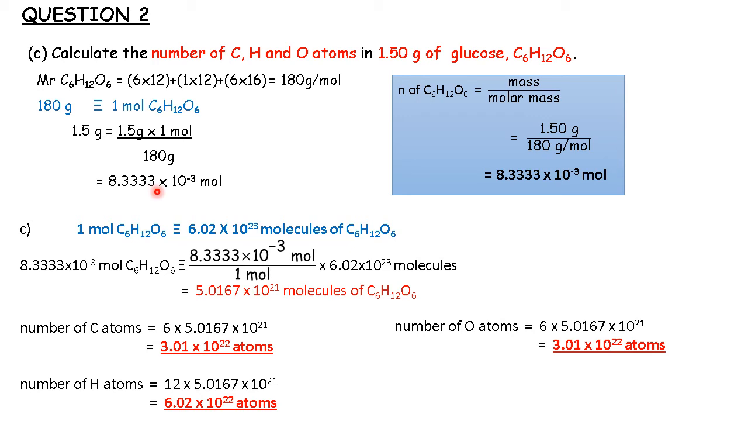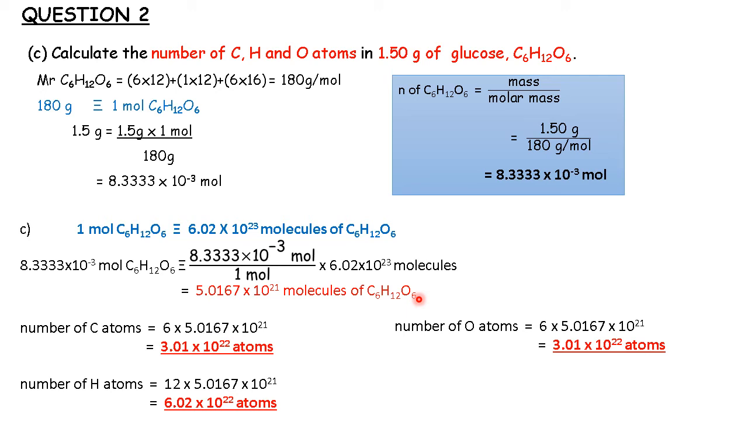Okay, so for carbon, before we proceed, we must know the number of molecules of glucose first. So again, using stoichiometry, this times this divided by this, and then you get 5.0167 times 10 to the power of 21 molecules of glucose. So this is the number of molecules of glucose.